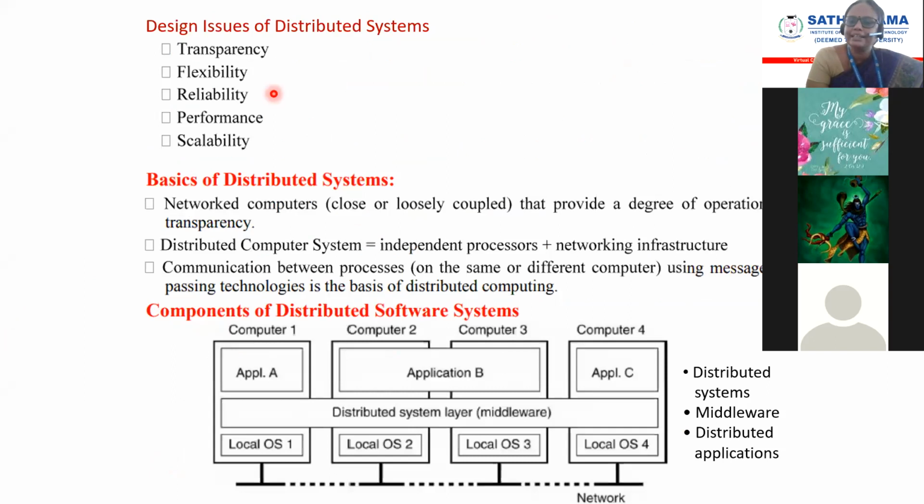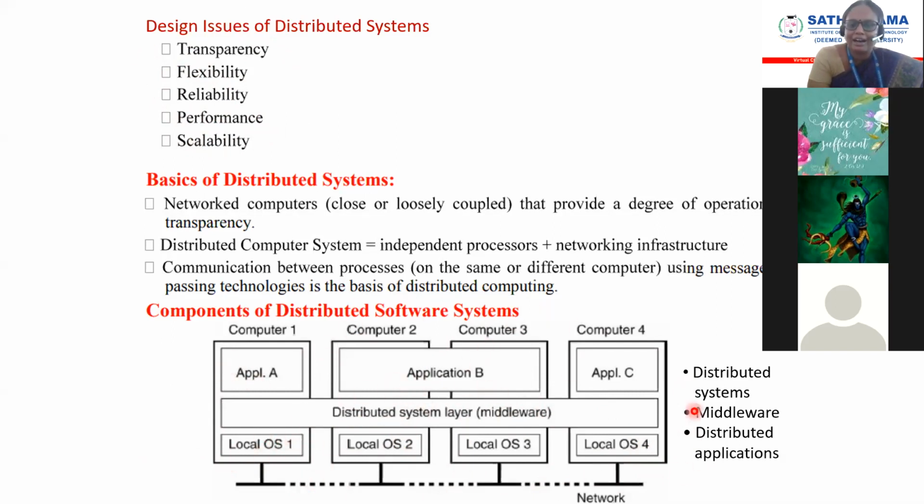But what issues will happen? There will be transparency, which I told you already. Then flexibility and reliability also we have to take into account, and performance and scalability. These are the design issues while going with distributed systems. This is my local operating system, this is my distributed system layer, the middleware, and this is my distributed application layer. So the operating system, middleware, and application layer will be there.